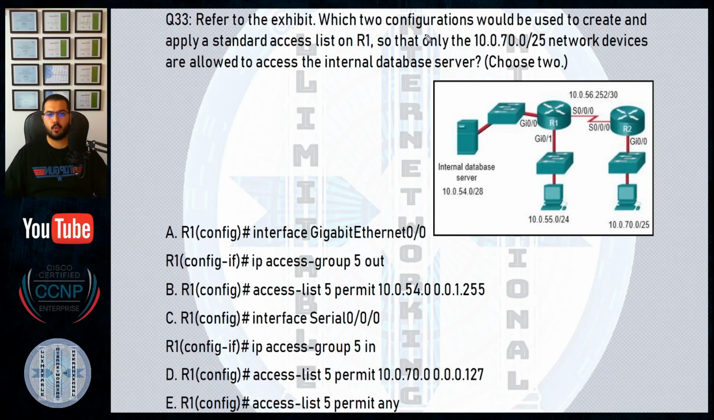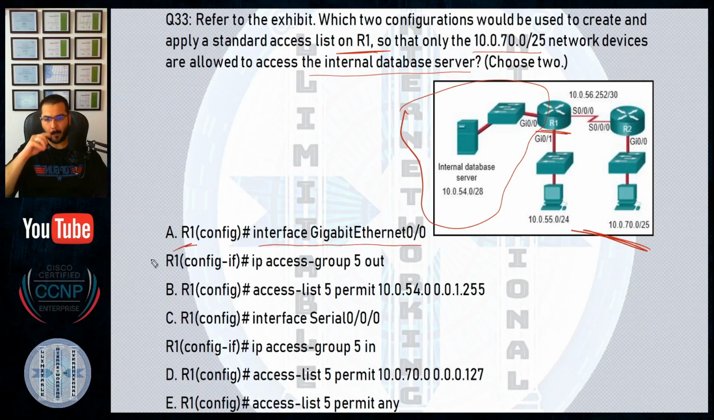Okay, 33 says which config would be used to create and apply a standard access list on R1 only, so that only this subnet will be allowed to reach the internal database. So this is the internal database, and this is R1. I need to create and apply an access list so that only 10.0.70 will be able to reach that. Okay, so interface gigabit Ethernet 0/0 on R1, ip access-group 5 out.